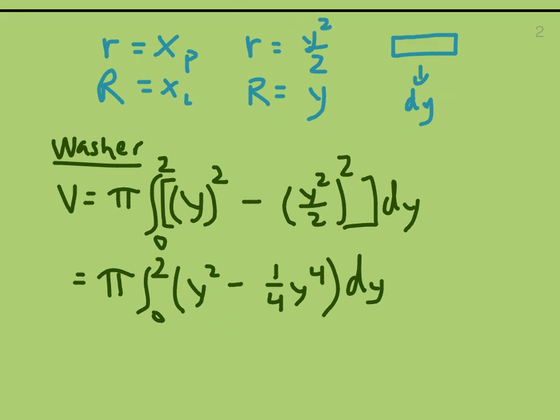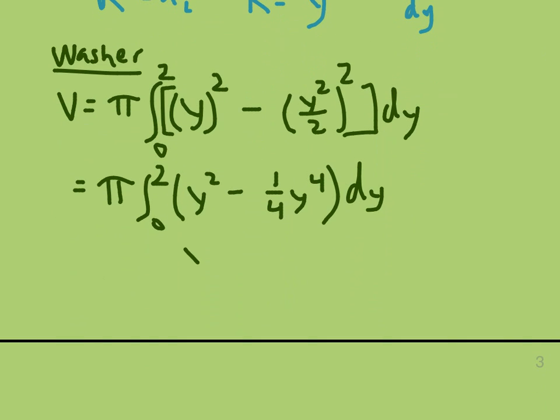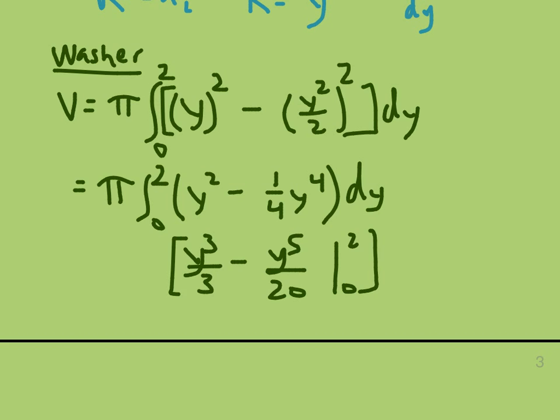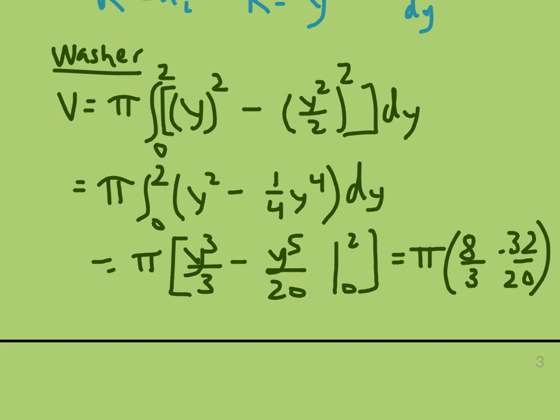And just to finish this off, we have y cubed over 3 minus y to the fifth over 20, and that goes from 0 to 2 with the pi on the outside. So we're going to have 8/3 minus 32/20, and that's multiplied by pi.